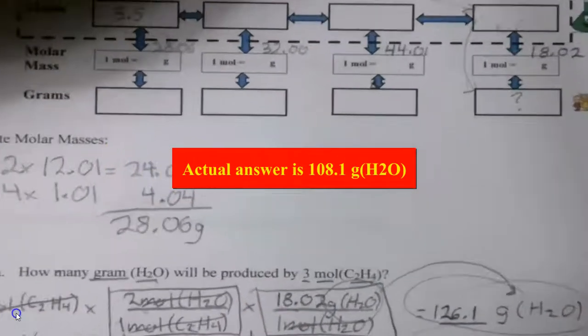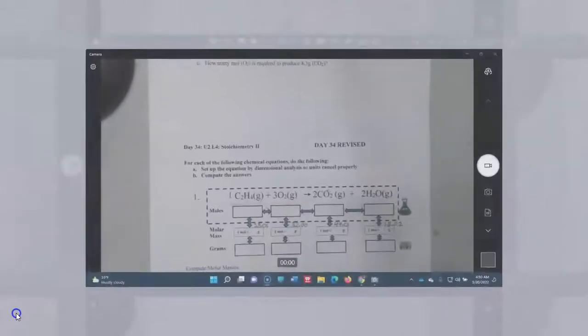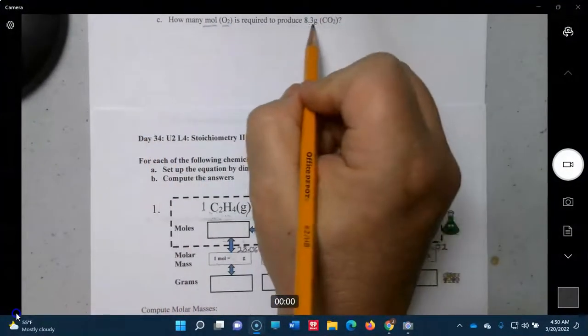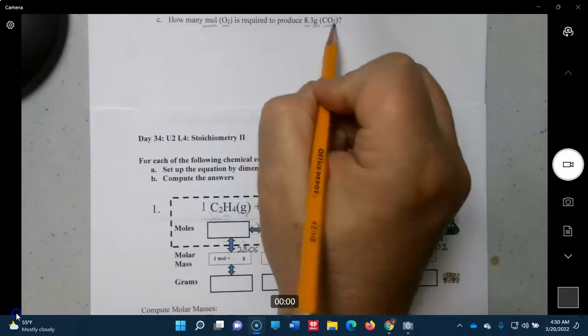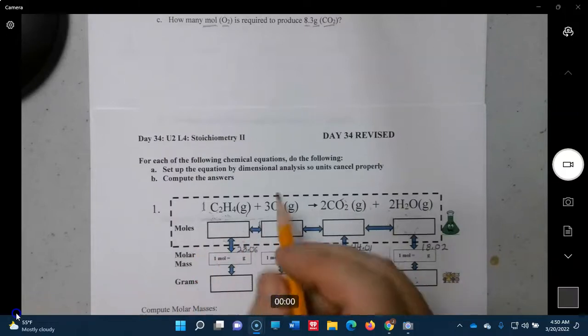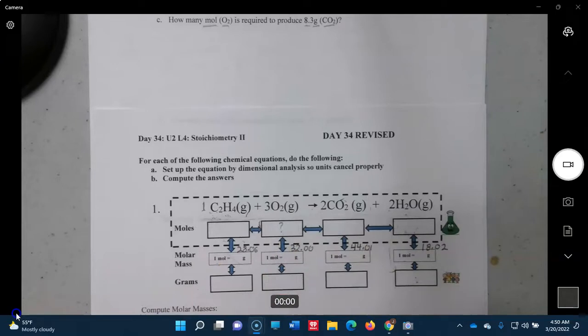Okay. All right, the bold-faced are the ones. It says how many moles of O2 is required to produce 8.3 grams of CO2. So moles of O2 is what we're looking for. We're trying to get to 8.3 grams of CO2. So moles of O2 up in the moles row, that's in the chemical equation, and there's O2. So that's our question mark. That's what we're trying to find. Grams of CO2. So here's CO2 and here's grams down here. So that's where 8.3 goes.